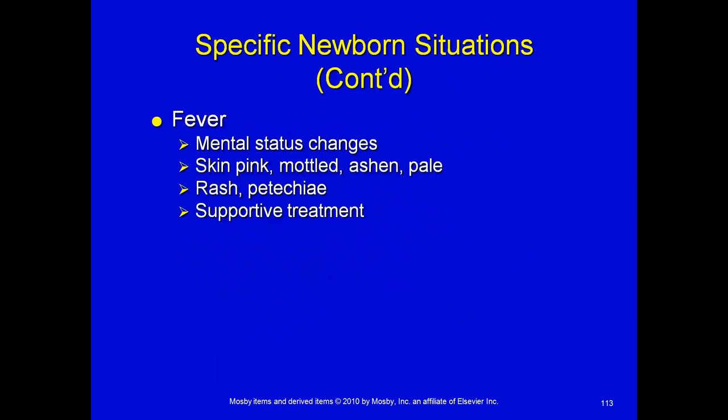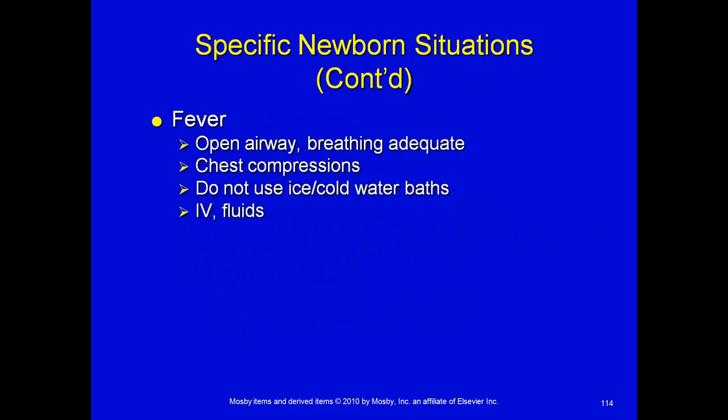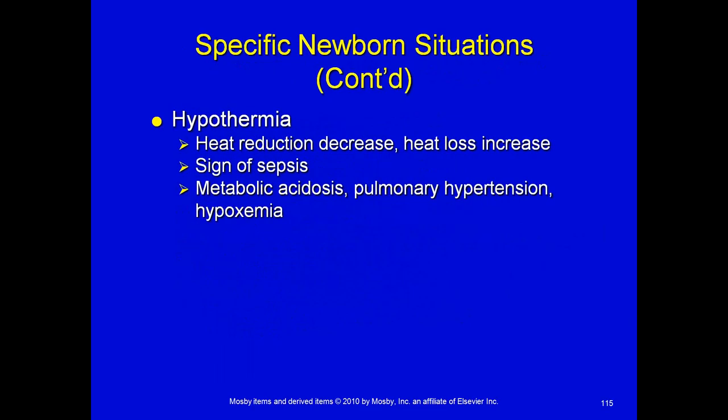Initially, treatment is supportive. Some would advocate using cool washcloths in addition to administering antipyretics. But antipyretics in that age group would be very hard to determine. Open their airway, assist their breathing if necessary. Do chest compressions if their heart rate's less than 60. Do not use ice cold water baths, and have an IV if possible. Obtain an IV, and if part of the protocol, consider a little fluid bolus, especially if you suspect dehydration from the fever.